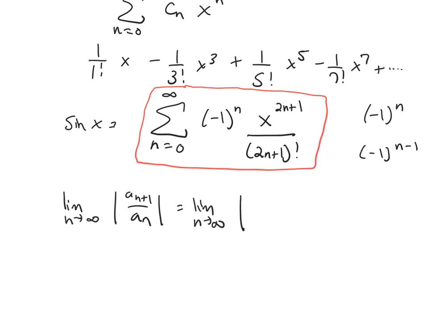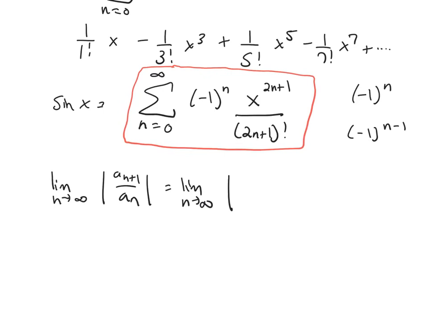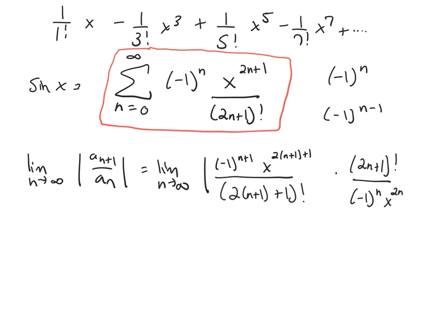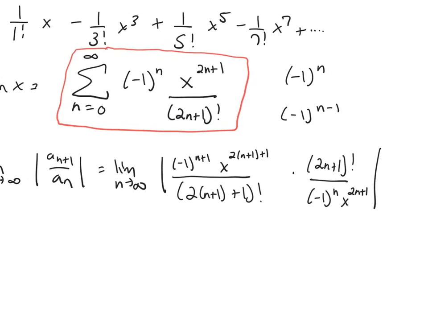So we're going to plug in n plus 1 everywhere. And this is where you have to be careful with your parentheses. x to the 2(n plus 1) plus 1. Oh, that's really small. Over 2, again put parentheses, (n plus 1) factorial. And then I divide by that, so I flip it. Okay, that whole mess there. It's not very pretty.